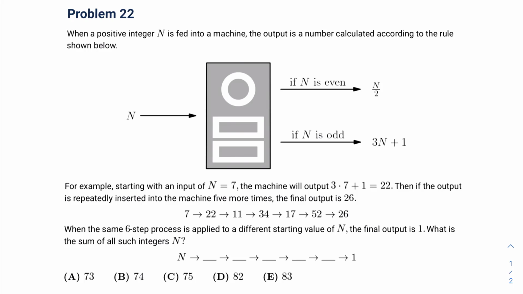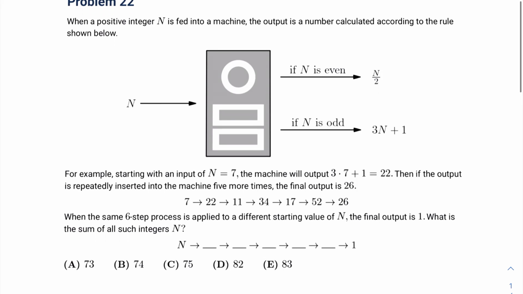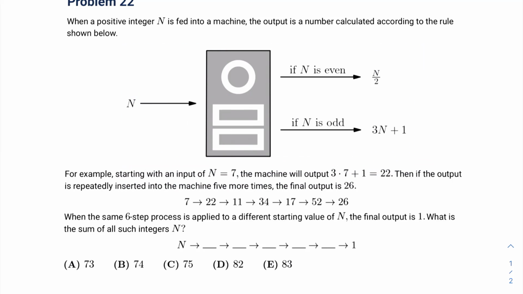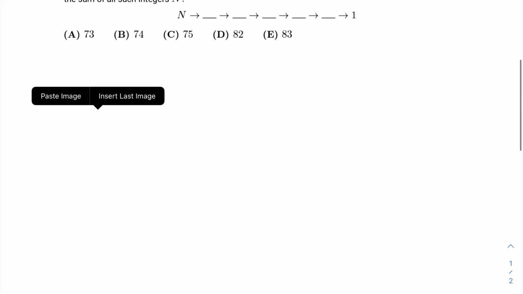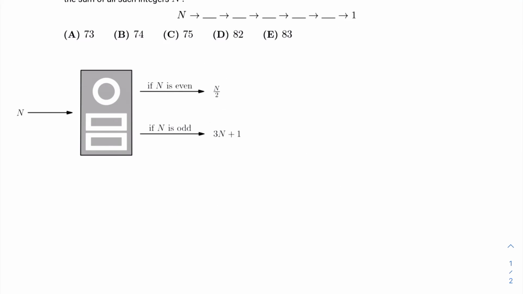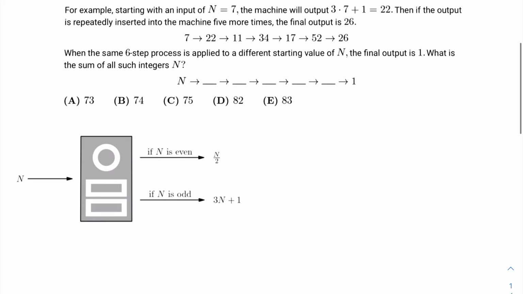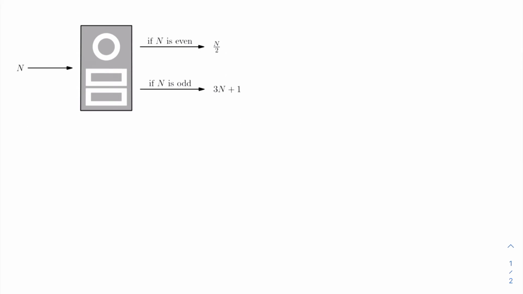Now there's two ways to go about doing this. We could either use algebra or count backwards. And in this video, I'm just going to count backwards. So I'm going to copy paste this rule right here and put it down here. So we go backwards. We start with 1.